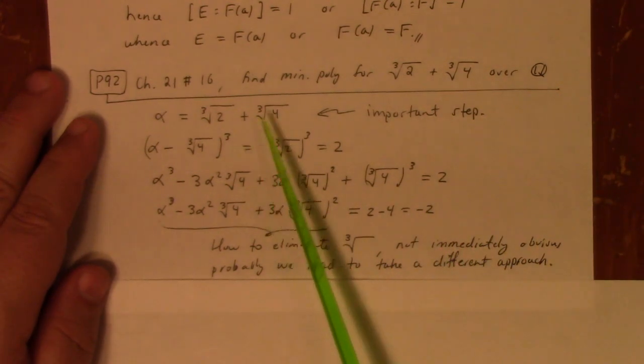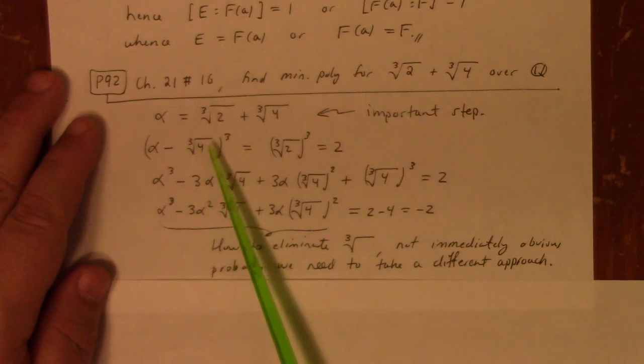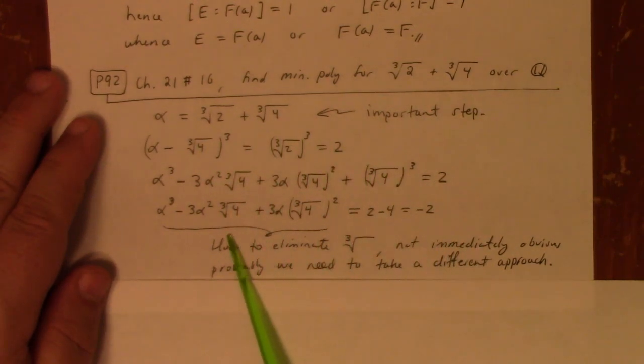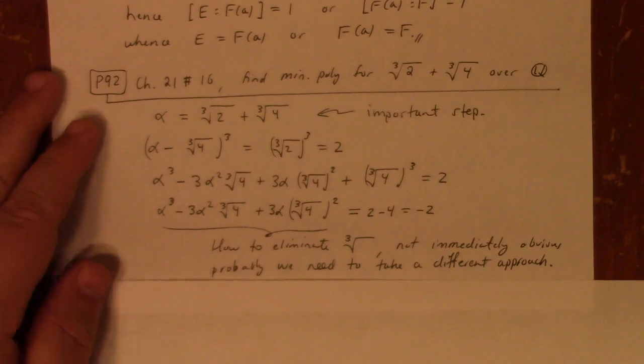But if we isolate the radical, cube both sides, we get this. And then I'm like, oh, well, that's no fun. How to eliminate the cube root from this? It's not immediately obvious. Probably need to take a different approach. So I tried a different approach. Let me show you what happened.